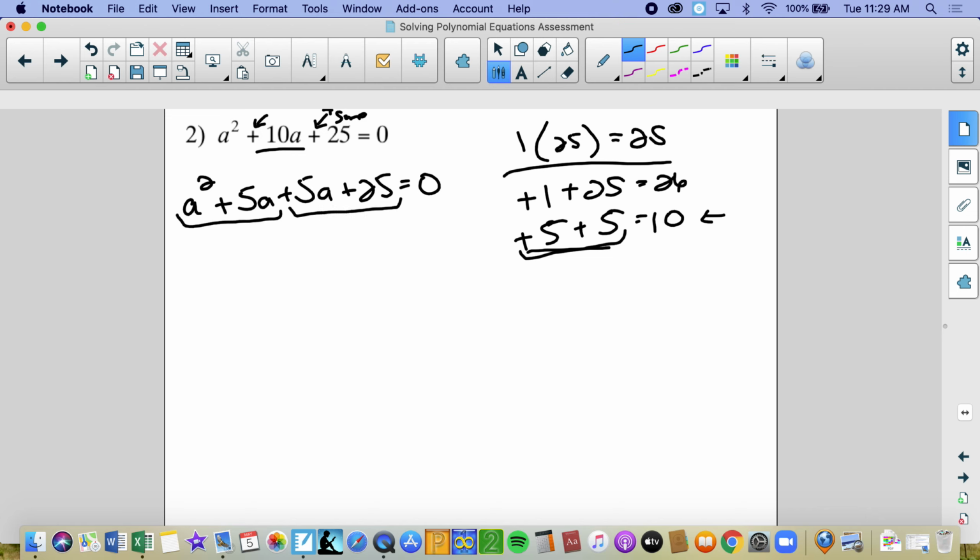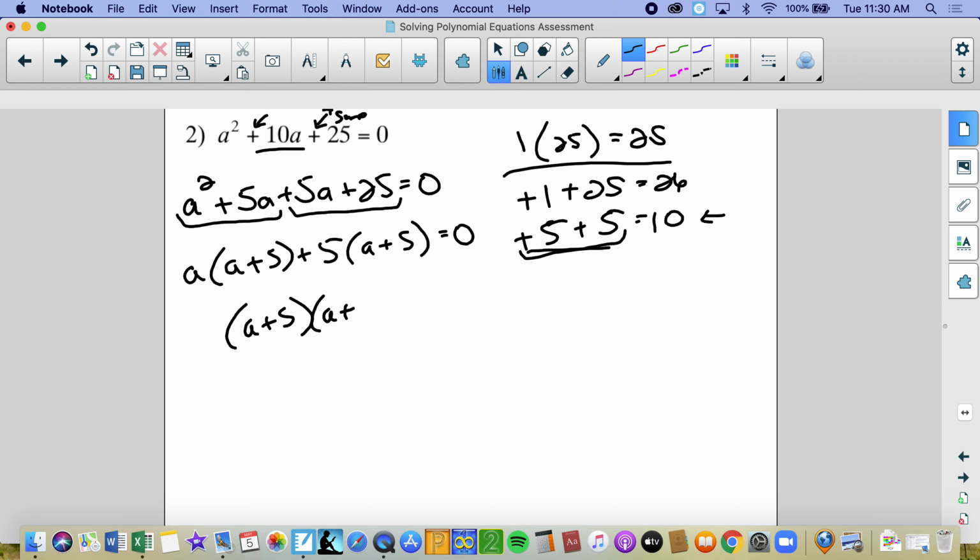I'm going to group the first 2. I see that there's a common factor of an a. I'm going to look at the second 2. I see there's a common factor of a 5. And we get a plus 5, a plus 5. And that ended up being a binomial square. So we could have done that.